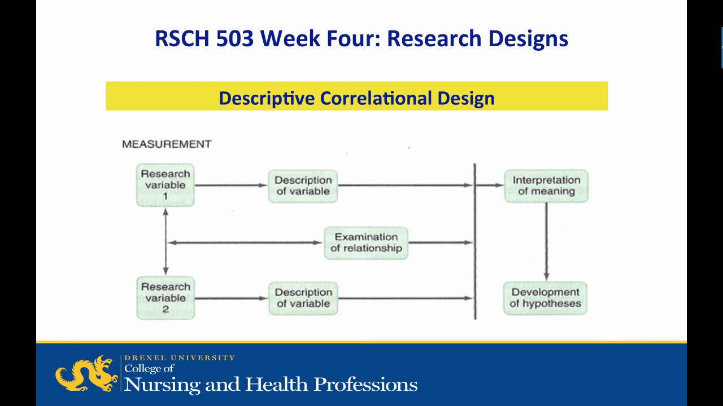An example of a descriptive correlational study design is represented on this slide. In this figure, there are 2 research variables of interest, number 1 and number 2. Each variable is described both conceptually and operationally via reliable and valid instruments, and statistical correlations are then performed to examine a possible relationship between variables 1 and 2. Once the statistical findings are known, the investigator takes time to carefully explore the meaning of any relationship, and then may propose hypothesis testing research designs.